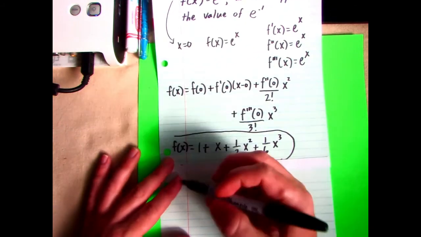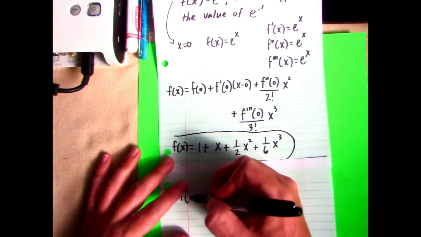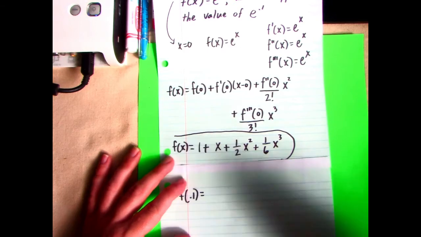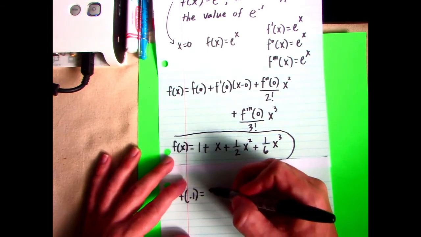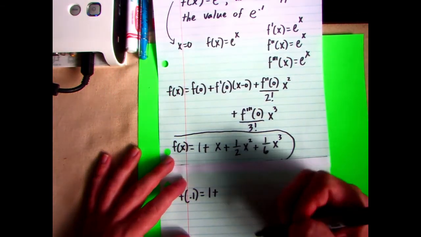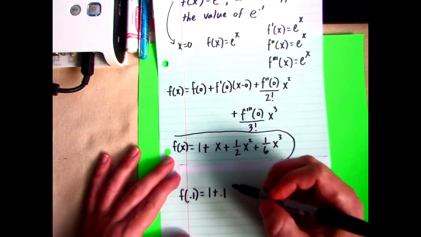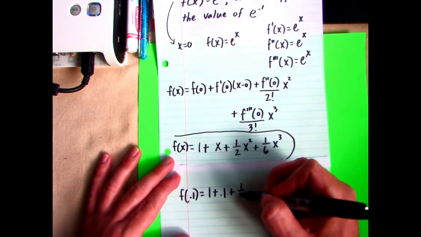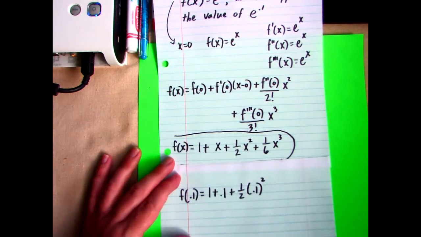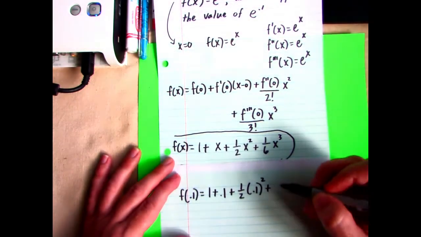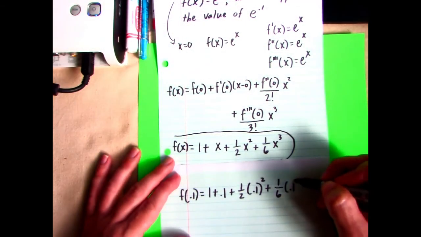So let's use that to estimate e to the power of 0.1. I'm going to plug 0.1 into this Maclaurin polynomial, and let's see what we get. 1 plus 0.1 plus 1/2 times 0.1 squared plus 1/6 times 0.1 cubed.